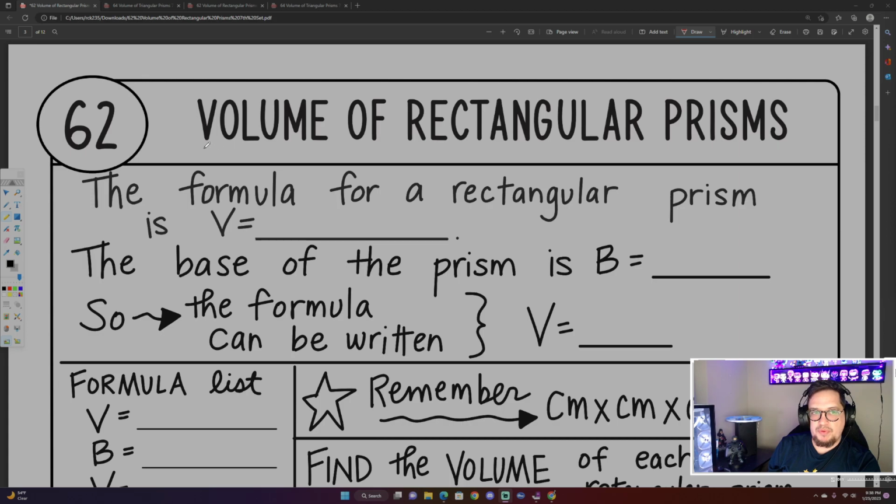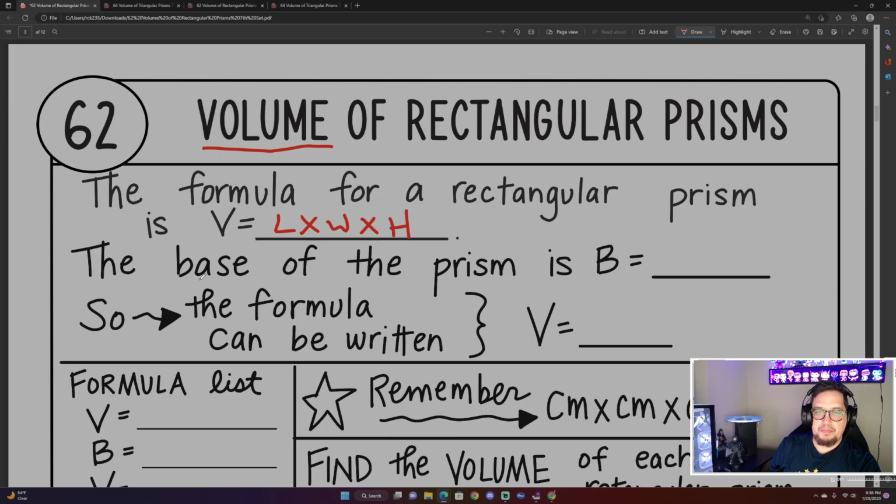So when we're working with volume, one thing you need to know is that volume is the space inside of a shape, the space that it takes up inside the shape. And we talked about this a little bit when I was going over surface area. So the formula for a rectangular prism is V equals, and you all probably remember it as length times width times height, okay?